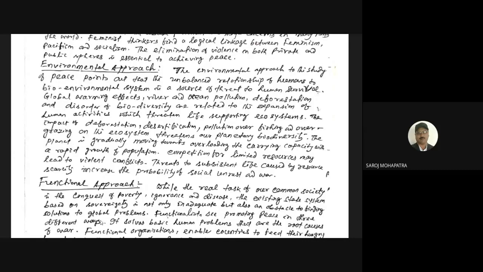So the planet is gradually moving towards overloading its carrying capacity with a rapid growth of population. So competition for limited resources may lead to violent conflicts.